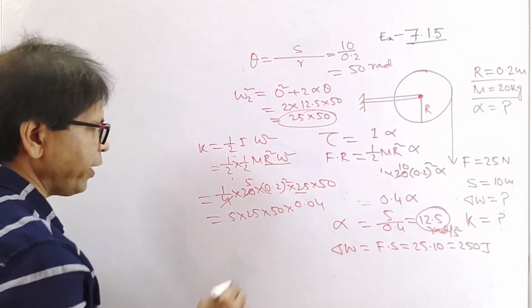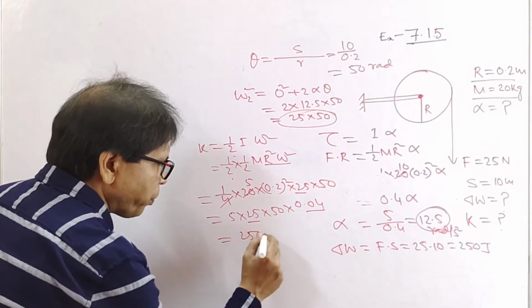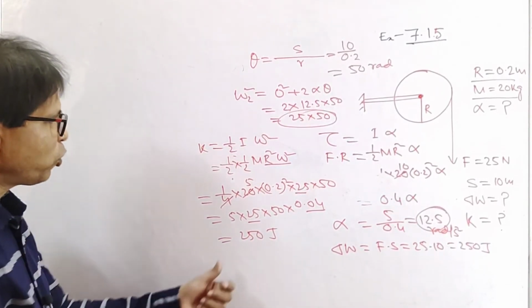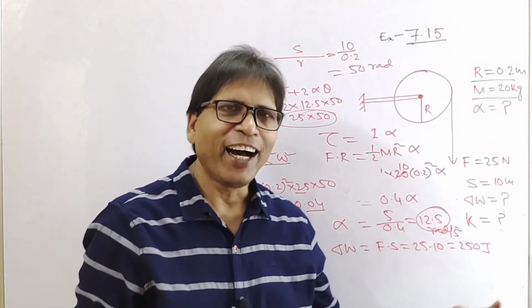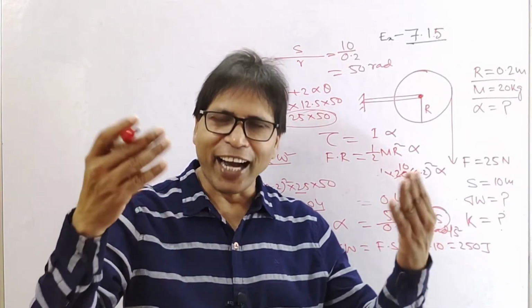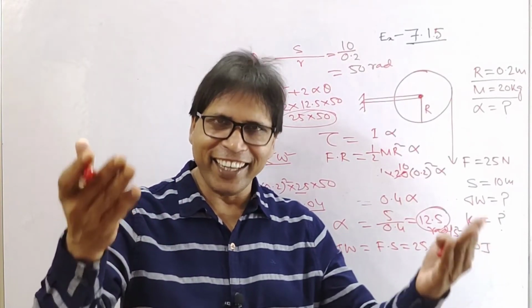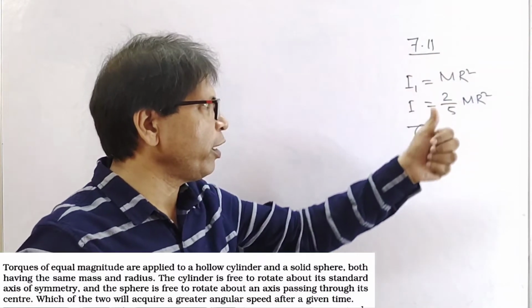Okay, now look at this and this equal to 1, so this is the 250 joule. Okay, so look at this, the increase of kinetic energy and work done are the same, so work done is converted into kinetic energy. Understood?